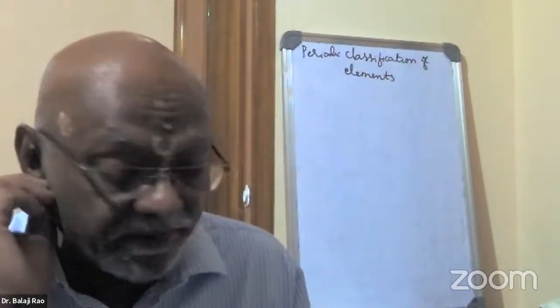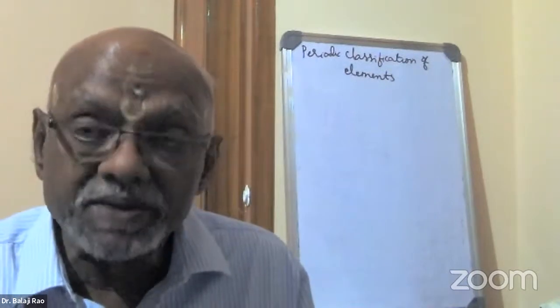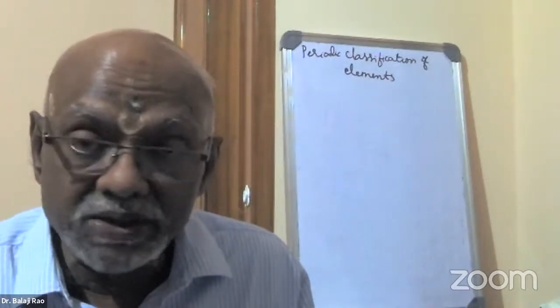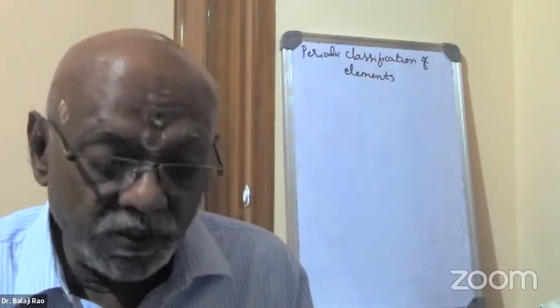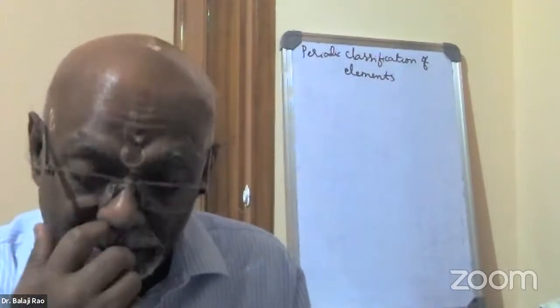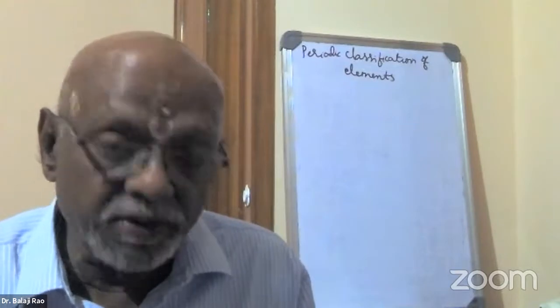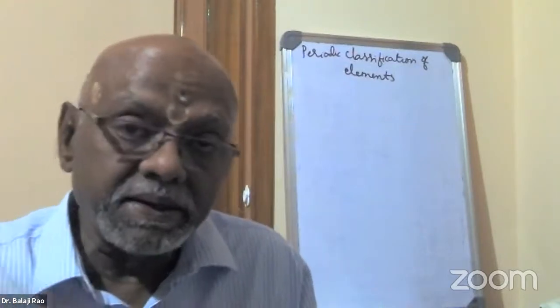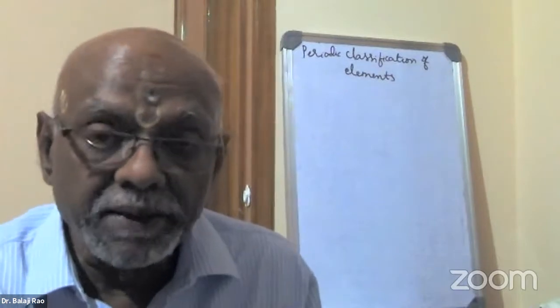Then 1895, Lord Rayleigh discovered argon, which is an inert gas. Till then, inert gases were not known to people. Then 1898, William Ramsay helped to establish this so-called zero group of elements, and he predicted the future discovery of neon.